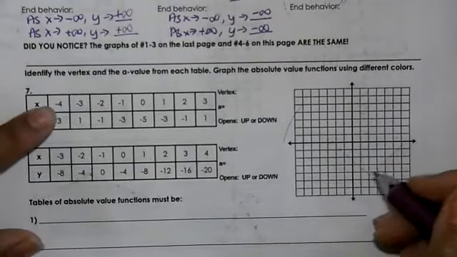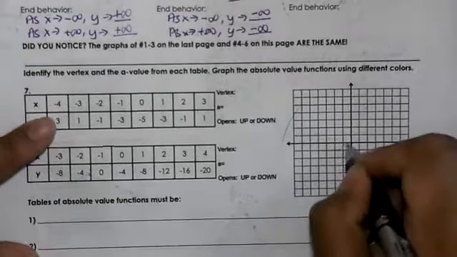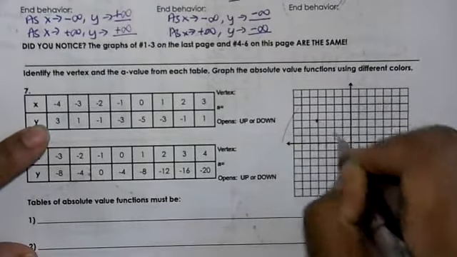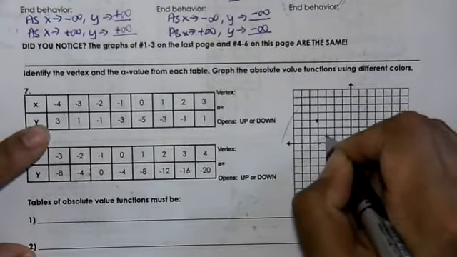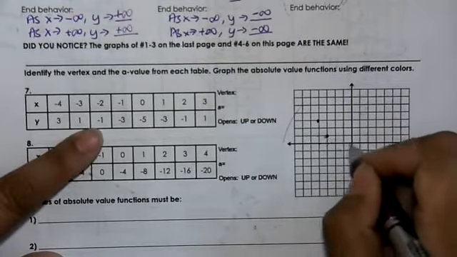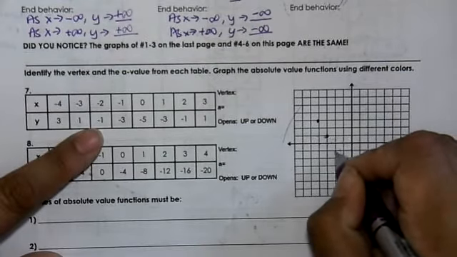So for number 7, we're going to graph -4 and +3, and then -3, +1. So it's kind of going every 2. You can kind of see what the slope is as you're graphing this out.